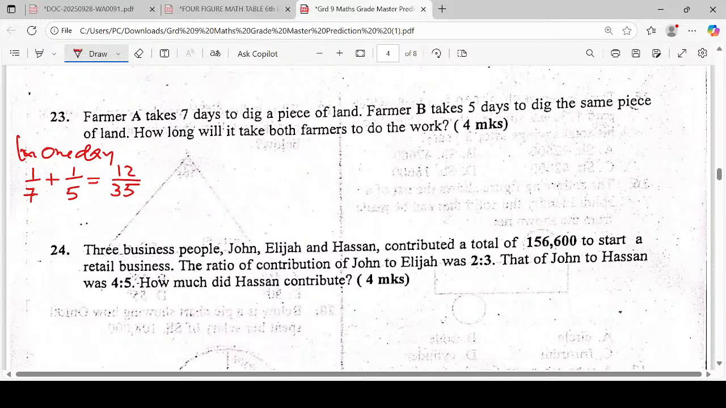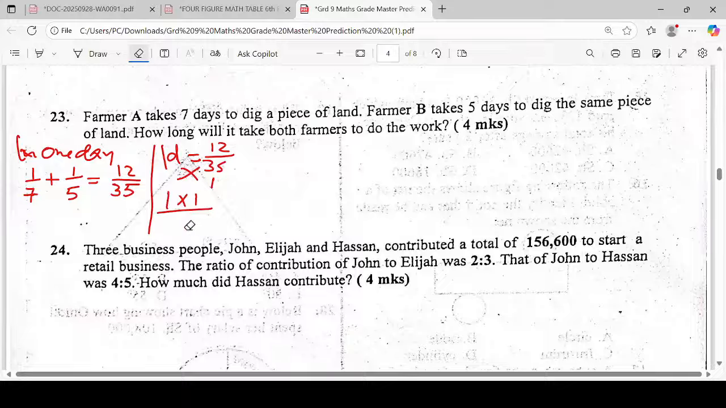Then they are asking, how long will it take both farmers to do the work? So you say if one day is equal to 12 over 35, what about the total fraction 1? You cross multiply, this will be 1 divided by 12 over 35. That is how you have to interpret this question.